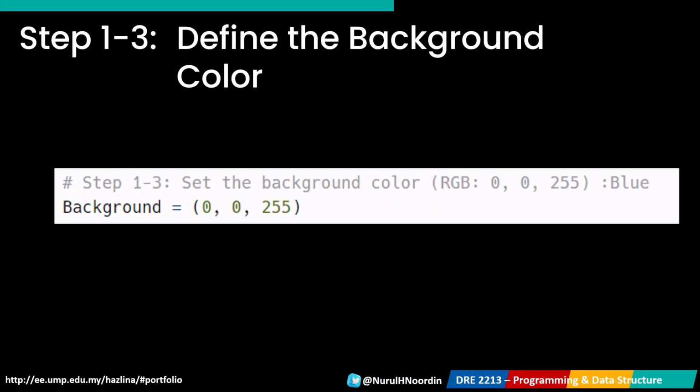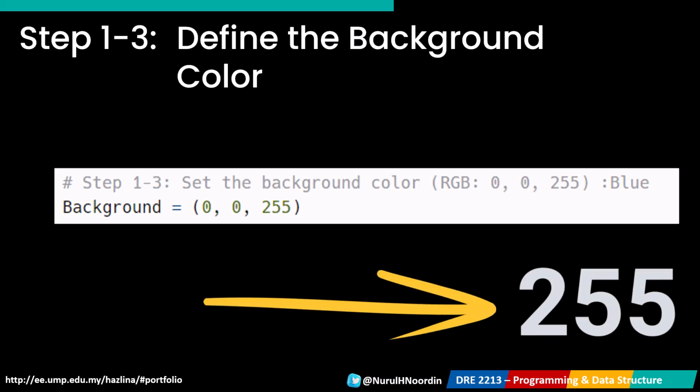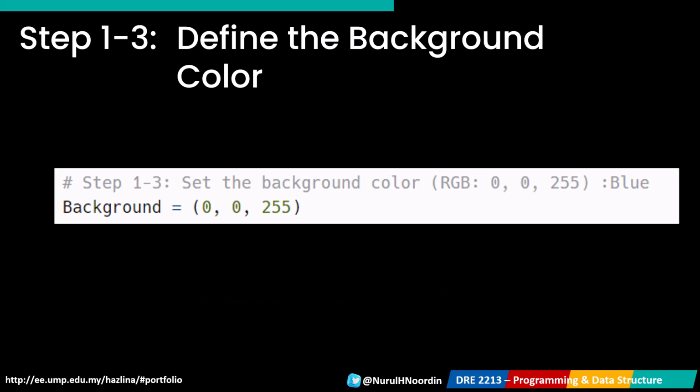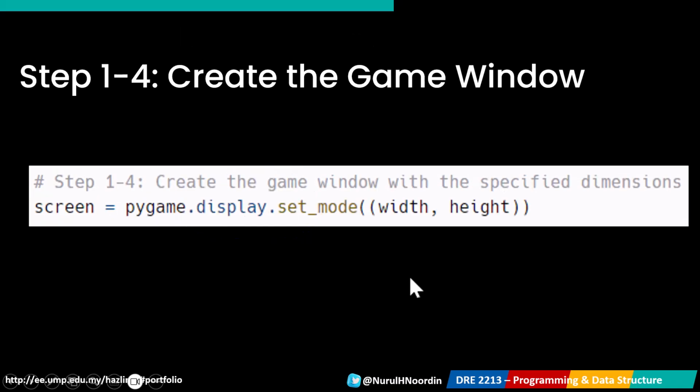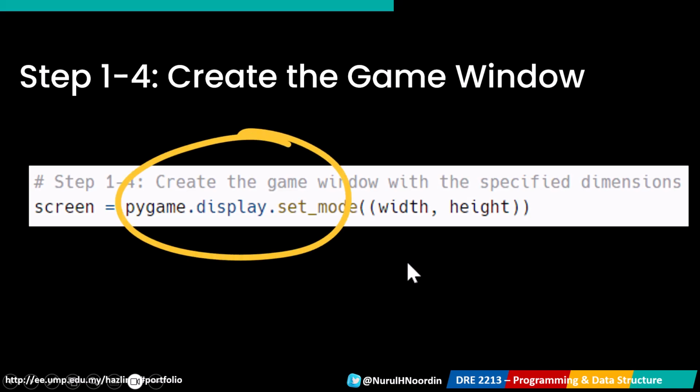Colors are represented as RGB values, where each component, representing red, green, and blue, ranges from 0 to 255. For example, we'll use a bright blue color for our background. Hence, the value is 0, 0, 255. Create the game window using the Pygame library. This window is where our game will be displayed.